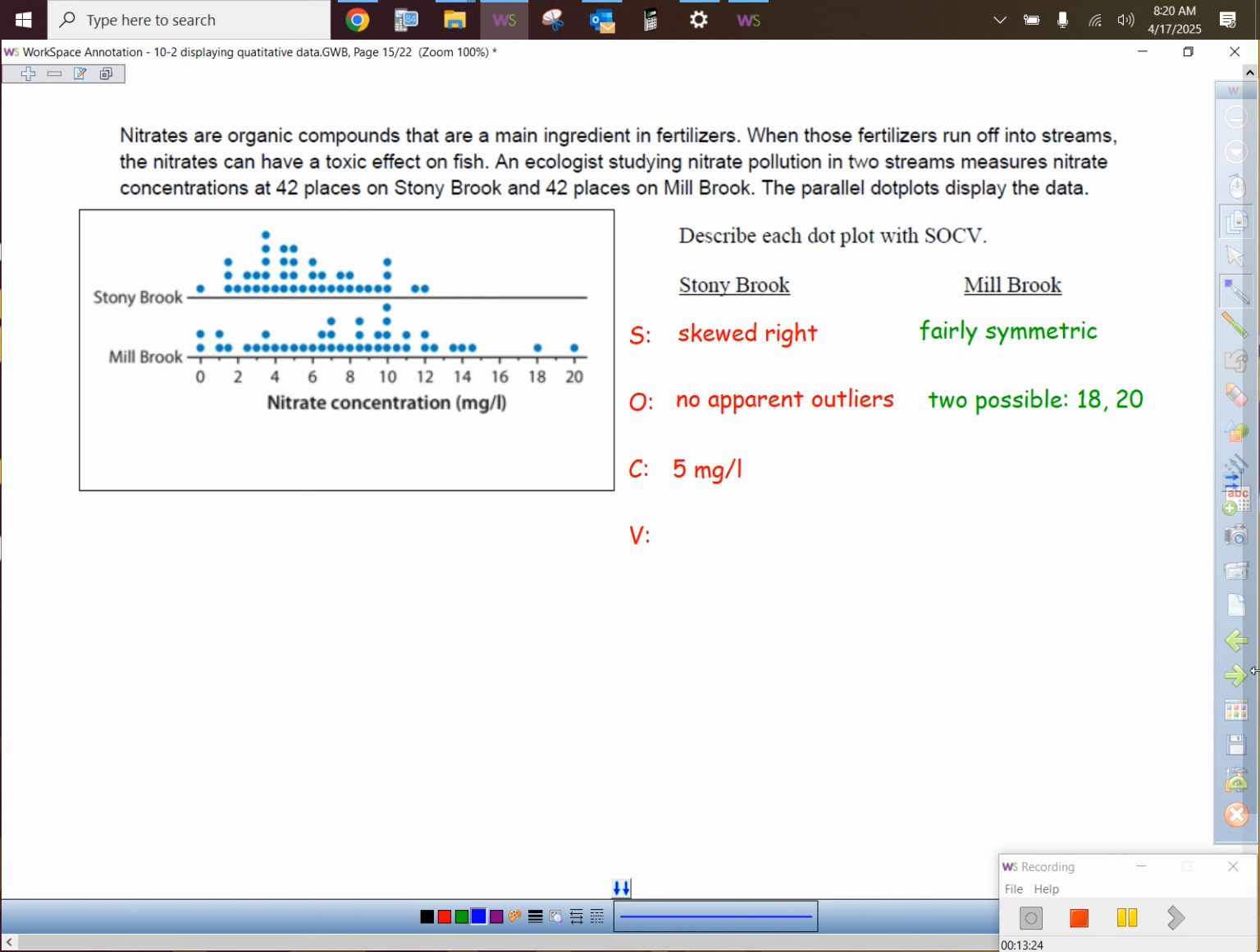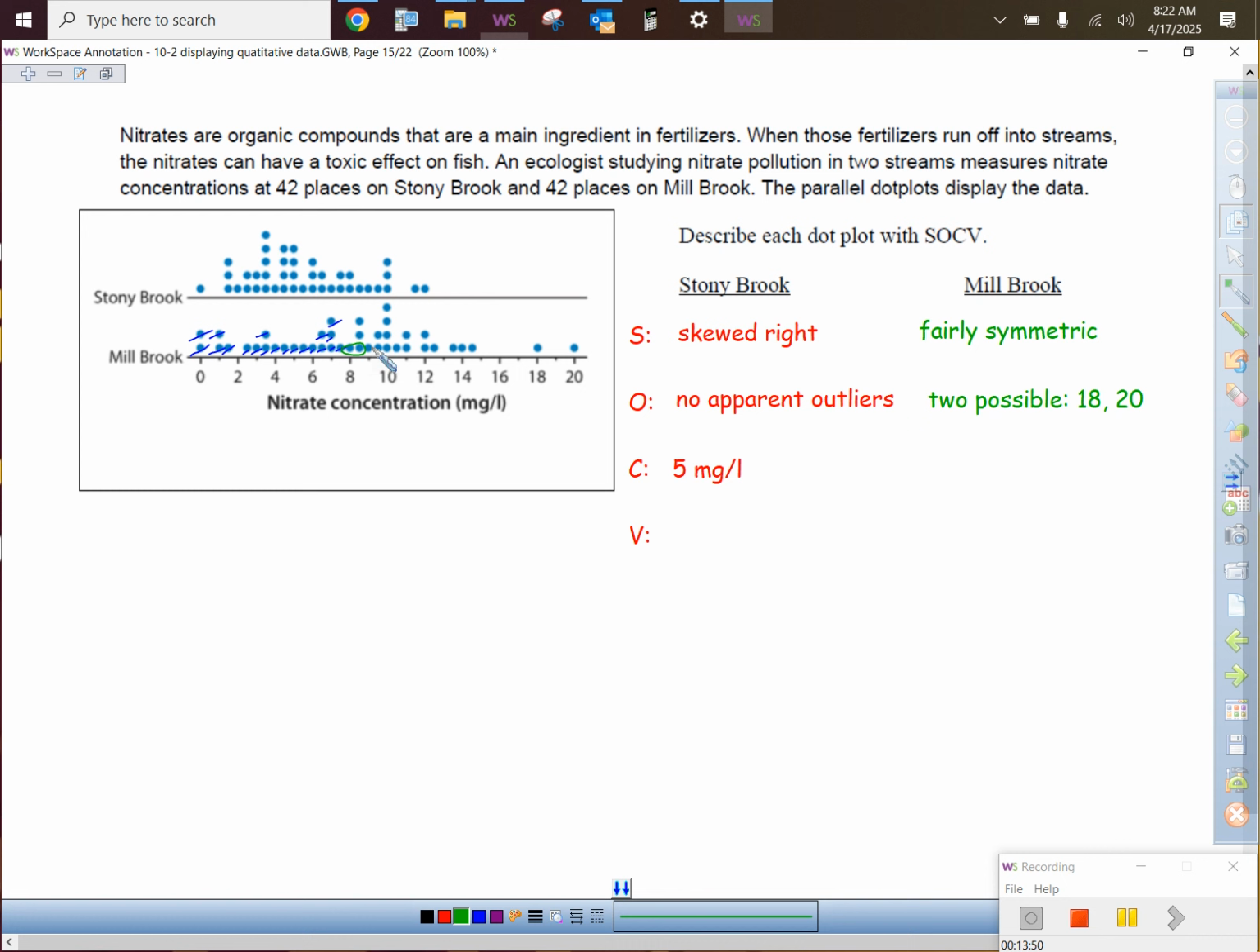See if you can find the center of Millbrook. There's still 42 places, right? So find the 21st and the 22nd dots. You count from left to right because aren't they in order on the number line? Right? So scratch them off like I did, scratch them off. So 1, 2, 3, 4, 5, 6, 7, 8, 9, 10, 11, 12, 13, 14, 15, 16, 17, 18, 19, 20, 21, and 22 are right here.